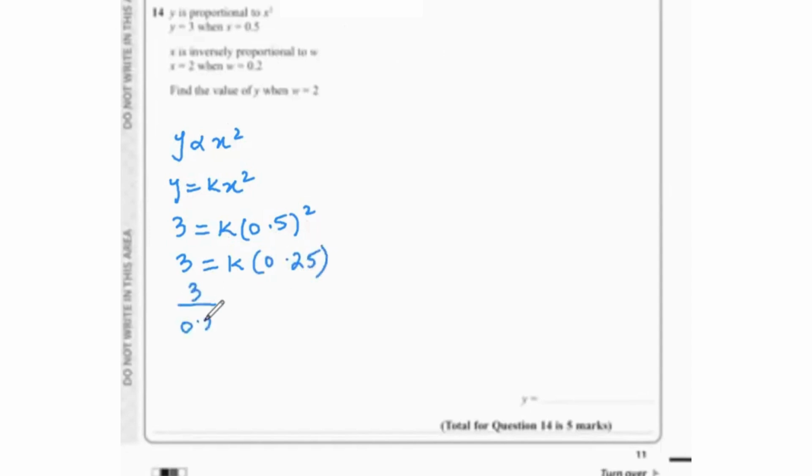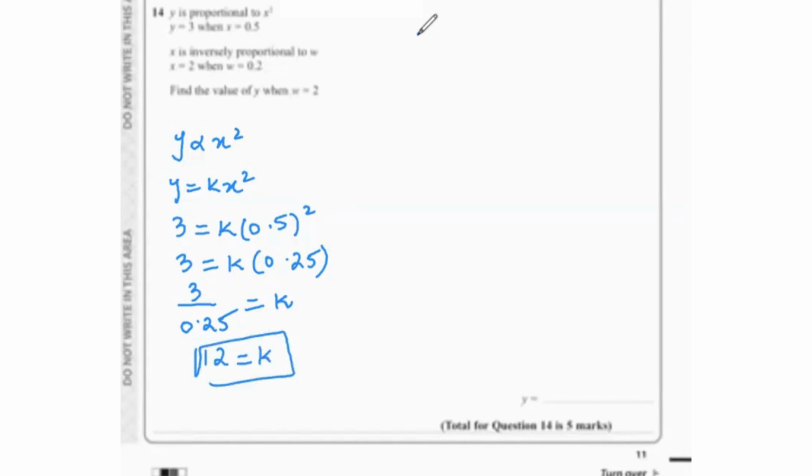Question 14 says y is proportional to x square. So y is proportional to x square. So that means y equals to k times x square. When y is 3, x is 0.5. So let's substitute the values of x and y to find the value of k. So we do 3 divided by 0.25. And that's going to give us 12 for k.